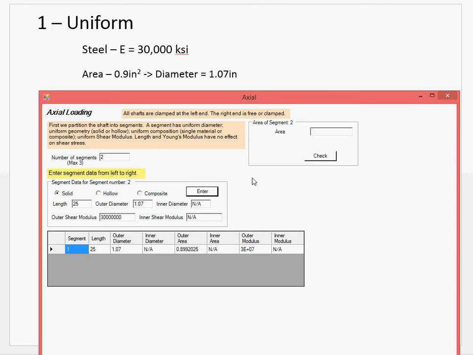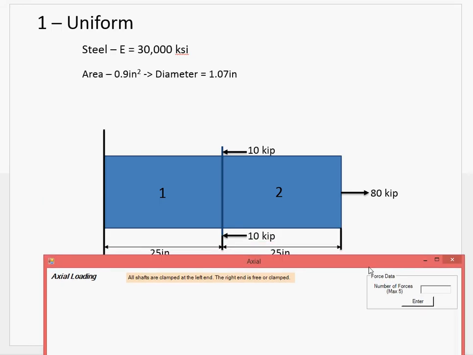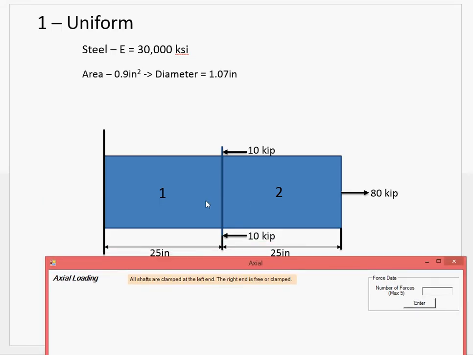Okay, so now we get to add forces. There's only two forces on this, two loads on this shaft. You have the 80 kip on the right, and remember we made the 20 kip equivalent, leaving just two total loads.